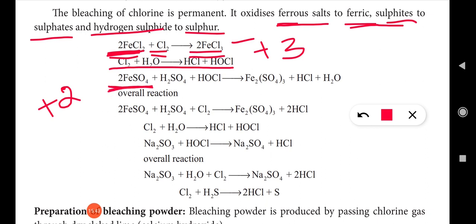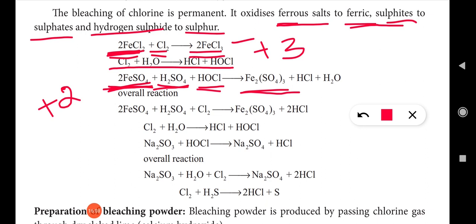This is a ferrous salt. When the ferrous salt reacts with the same, here H2SO4 is acting as a catalyst. H2SO4, sulfuric acid, is acting as a catalyst here. It will form ferric sulfate. This is ferrous sulfate, this is ferric sulfate.